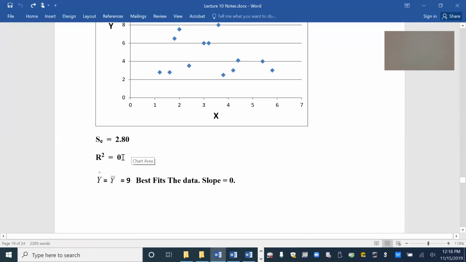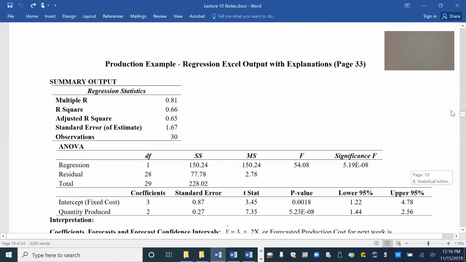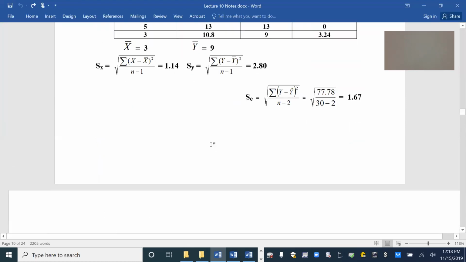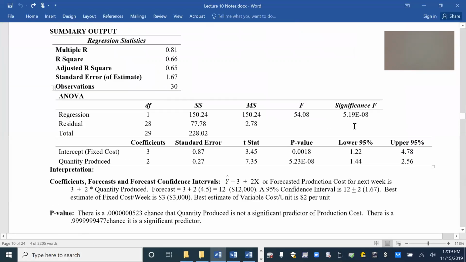What is the R-squared? It's absolutely worthless. It's 0. And what is SE? SE is 2.80. What is 2.80? It is the sample standard deviation of variable Y. That's the variability you started with. When you're trying to guess Y, that's what you're dealing with. That's what you got to overcome.